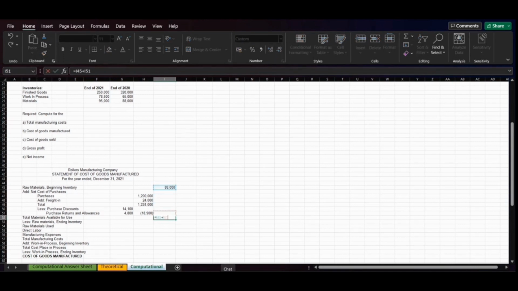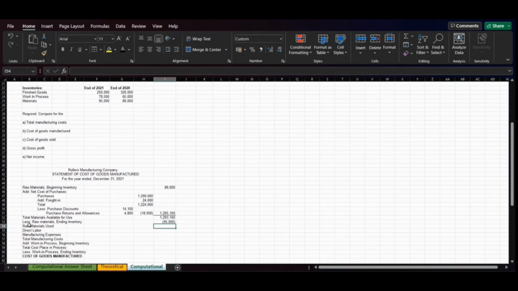Add natin yung nakuha natin kaninang balance. So, ang ating total materials available for sale is 1,293,100. So, ayan. So, last naman natin yung raw materials ending inventory. Ang ending inventory natin ay ang end of 2021. So, ang ating materials is 95,000 for the end of 2021. So, meron tayong negative 95,000.